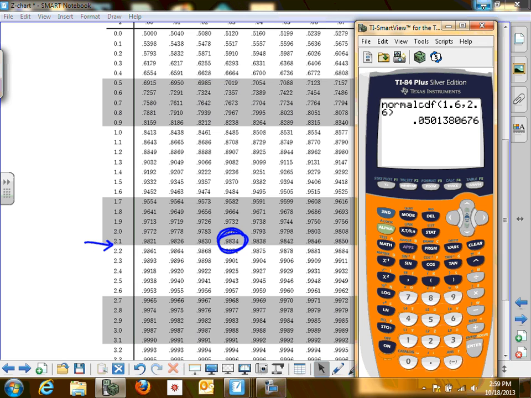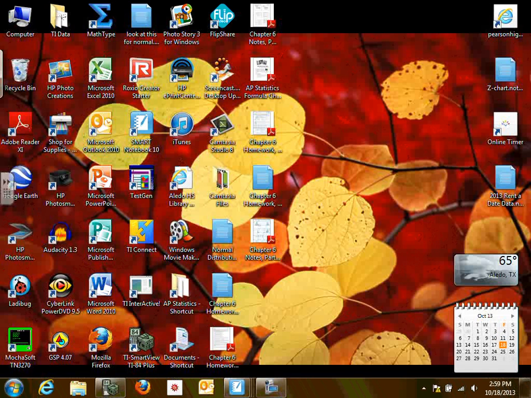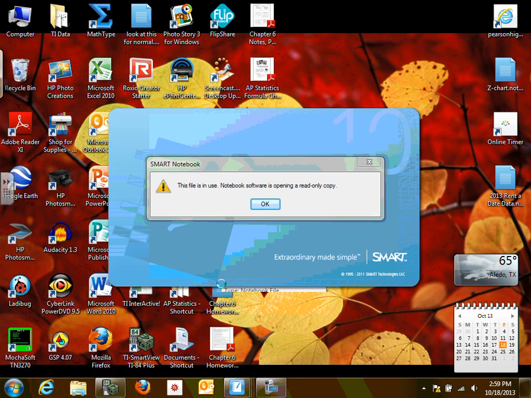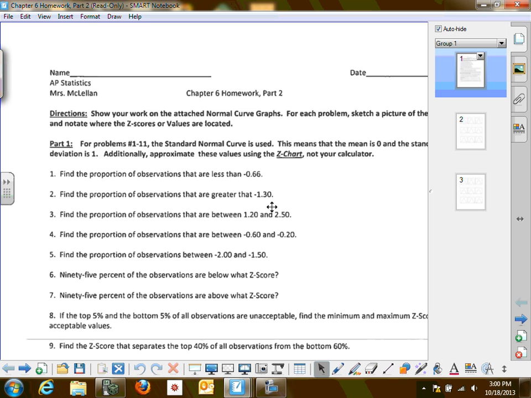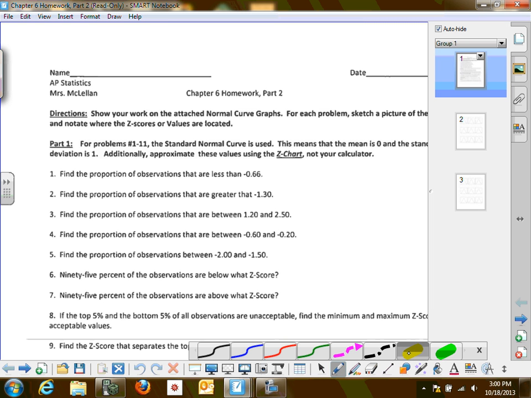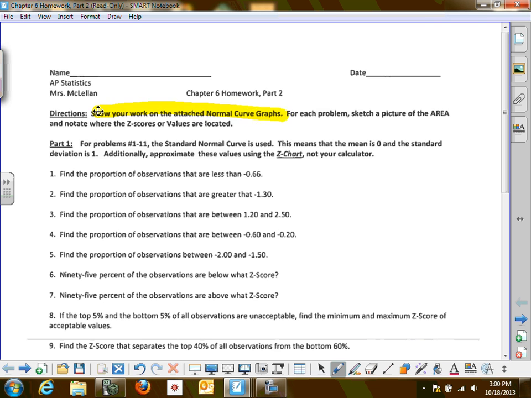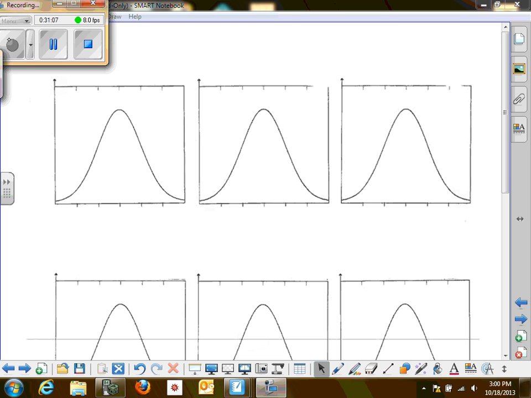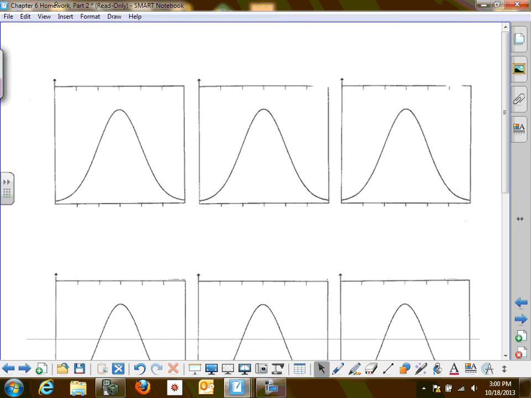So let's take a look real quickly, though, at your homework. I want to make sure that you do that correctly. On your homework, I want you to make sure that you understand that it's important that you show your attached work on these graphs. I included all the graphs here with this. So again, on this assignment, it's very important that you draw your pictures. This is the only one that I'm going to really stress that you draw them.